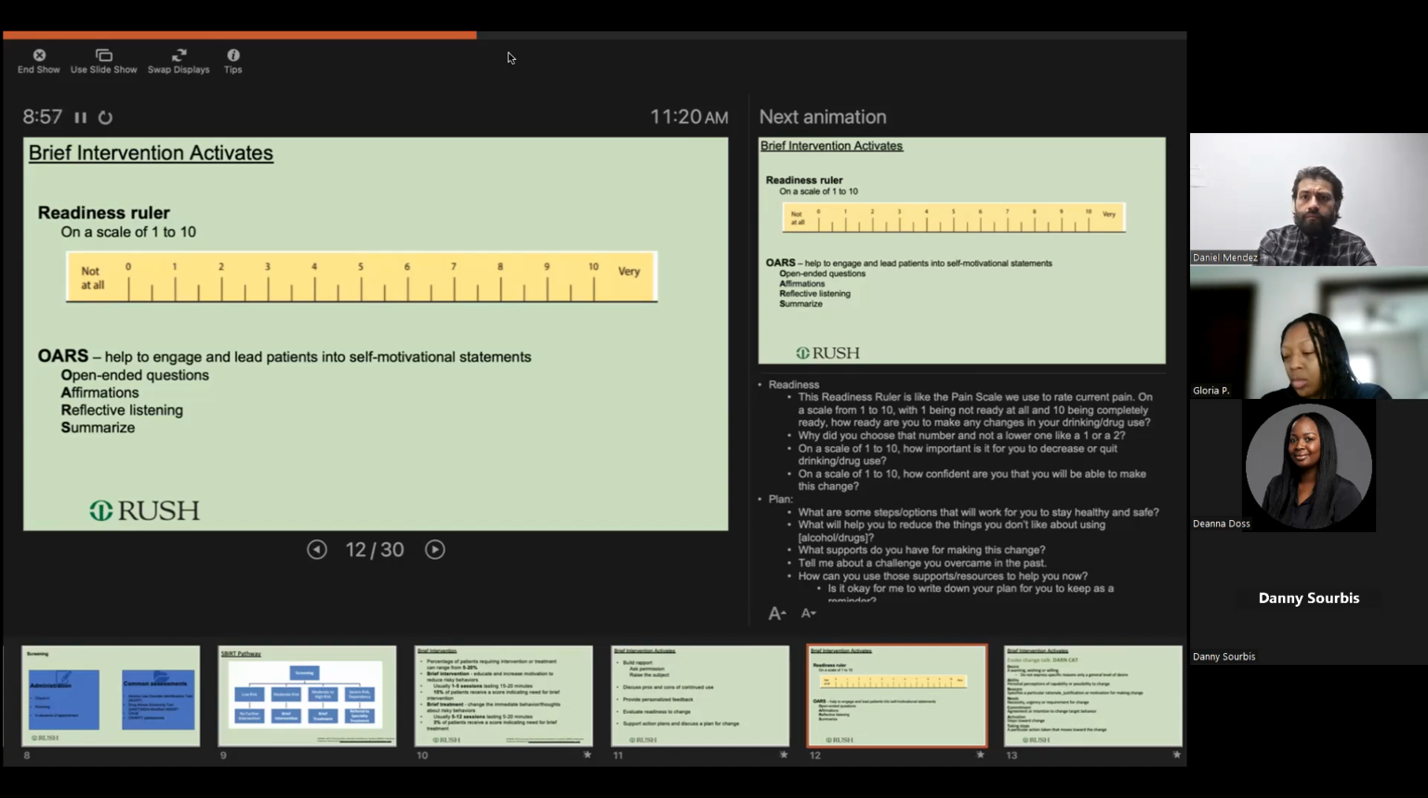Then on a scale of 1 to 10, how important is it for you to decrease or quit drinking/drug use? And then on a scale of 1 to 10, how confident are you that you will be able to make these changes? Brief intervention also activates OARS, which helps to engage and lead patients into self-motivational statements. So like open-ended questions, affirmations, reflective listening, and summarizing.